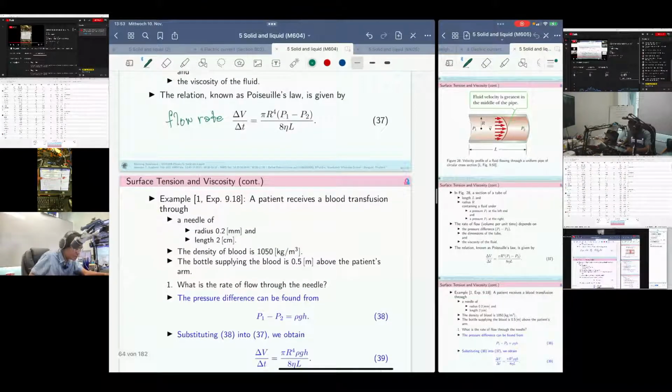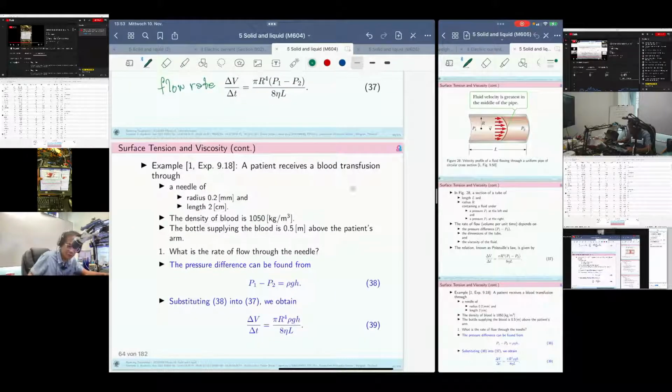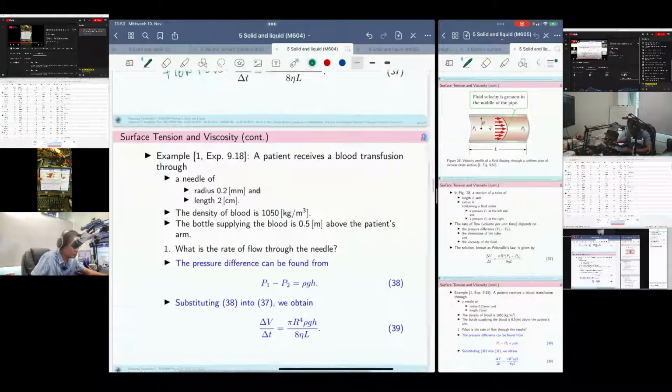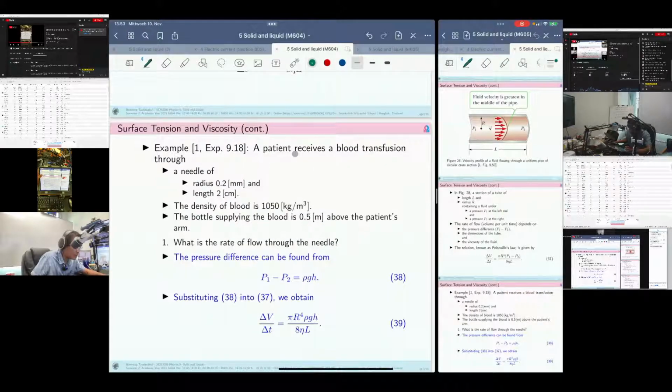A person receives a blood transfusion. This guy needs a new amount of blood, and it goes through a needle. The needle has a radius of 0.2 millimeter, which is very, very tiny, right? And the length of the needle, the piece connected to the needle, is 2 centimeter. The length of the needle is 2 centimeter.